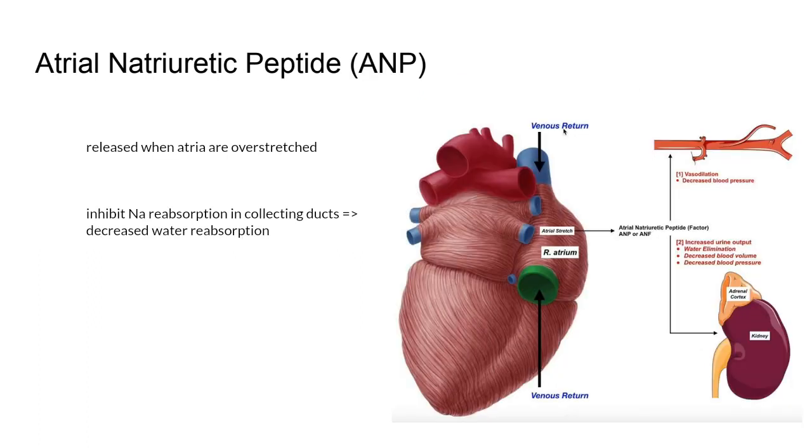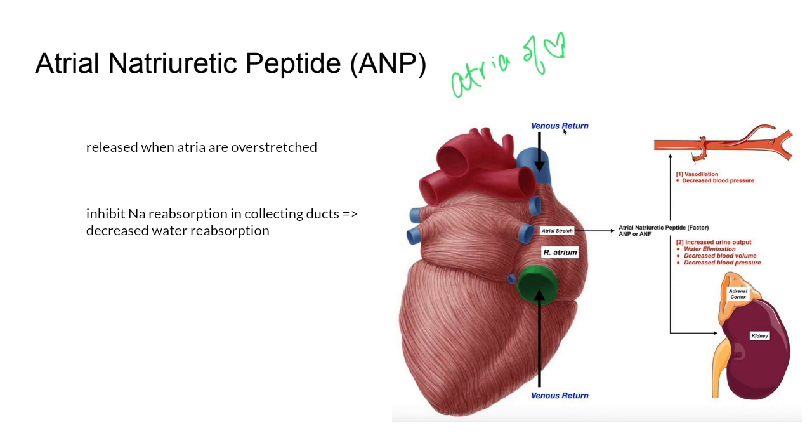Another hormone that can help regulate urine formation is atrial natriuretic peptide, or ANP. This is going to be made within the actual atria of the heart. Remember, those were those receiving chambers, those superior chambers that were receiving blood from the systemic circulation and from the pulmonary circulation. So this ANP is released when the atria are overstretched.